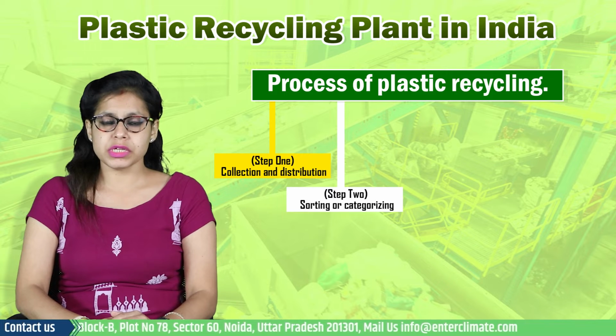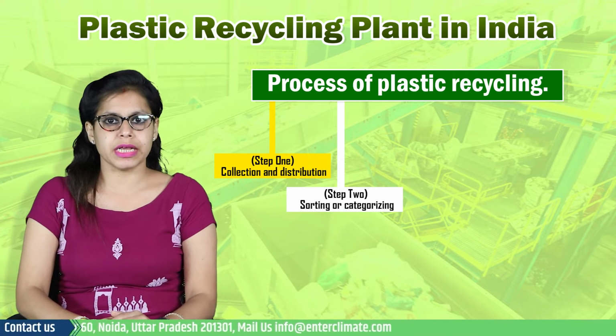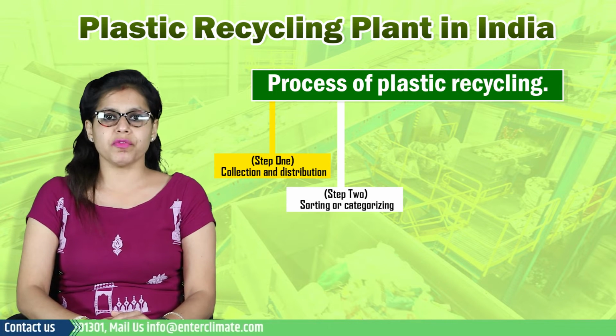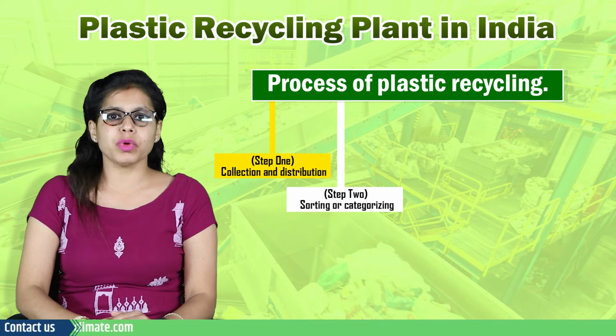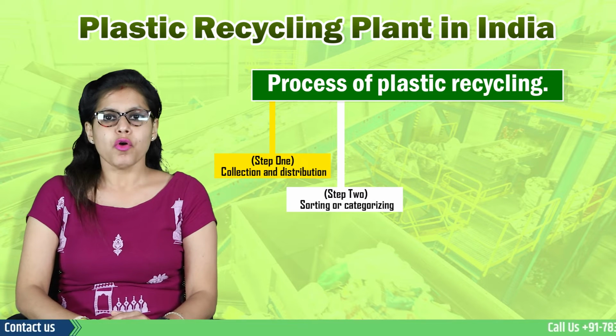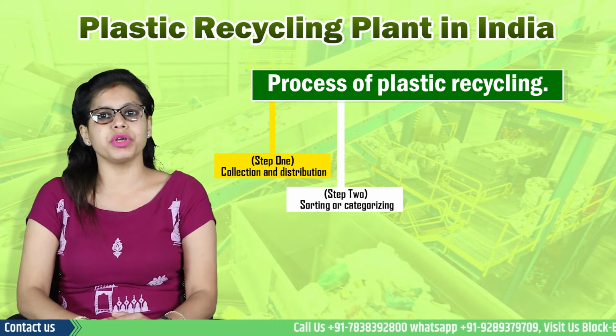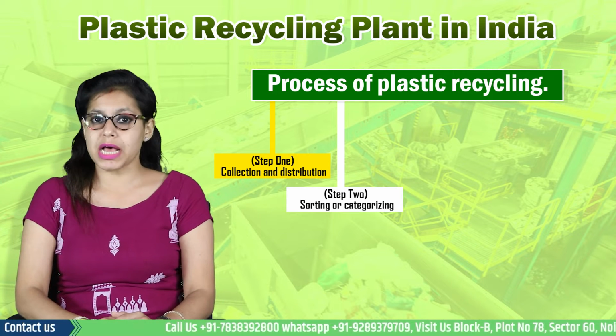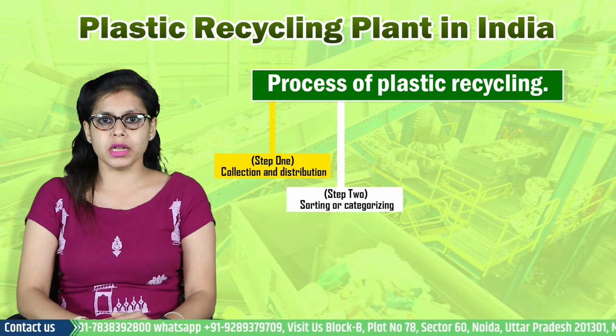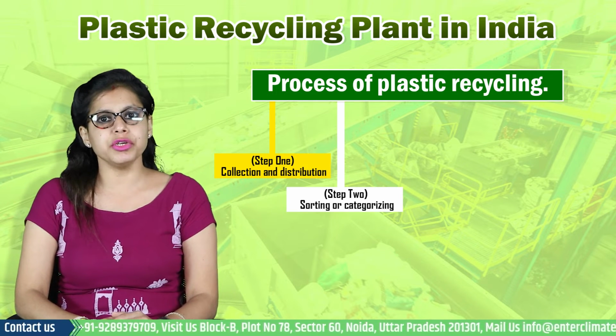Step 2 includes sorting or categorizing. After the collection of plastic waste, the actual recycling process starts with sorting or categorizing the plastic waste into different categories. These plastics are sorted by color, thickness, and use.